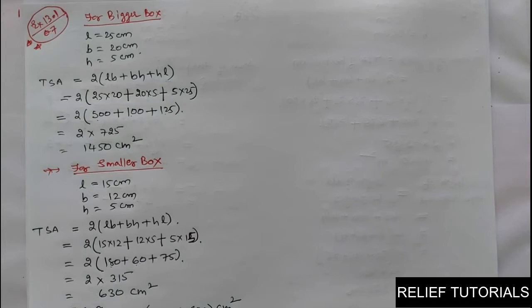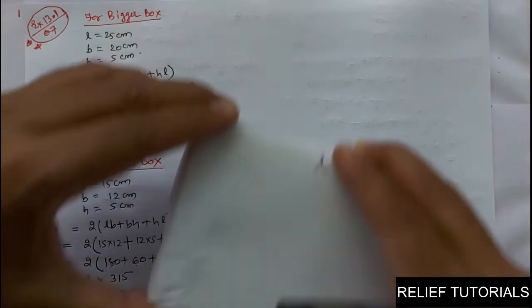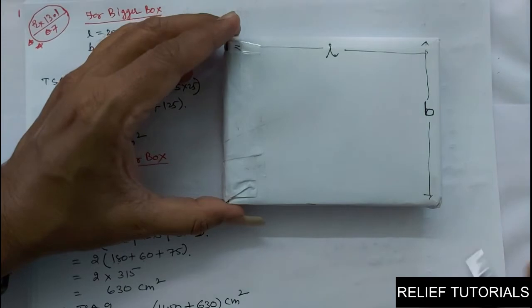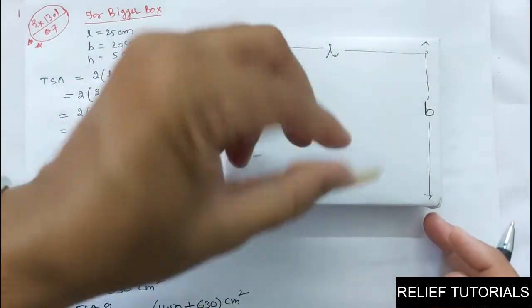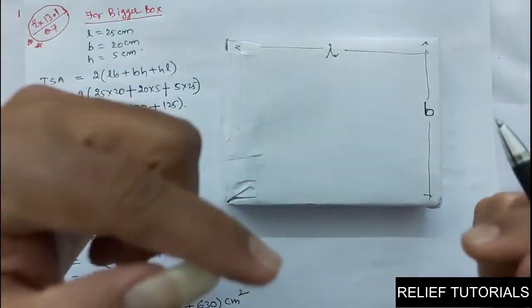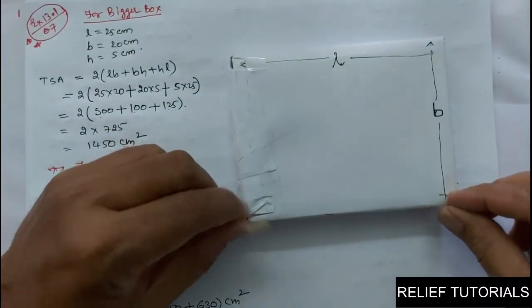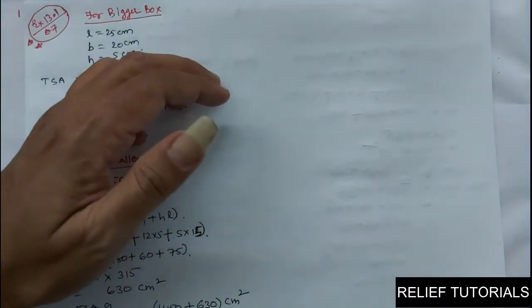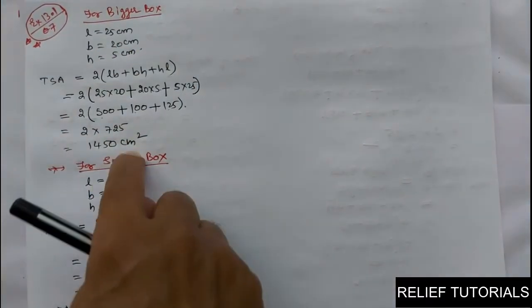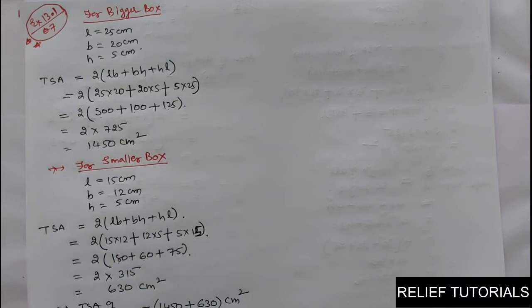Now, if you read the question, you will come to know that 5% of overlap is required. Have you seen a sweet box? Just take one sweet box and you see there will be some overlap. If you open the flap, there will be a little bit bent part that you have to insert inside. That is called overlap. So how much overlap is required? 5%, for the smaller box as well as for the bigger box.